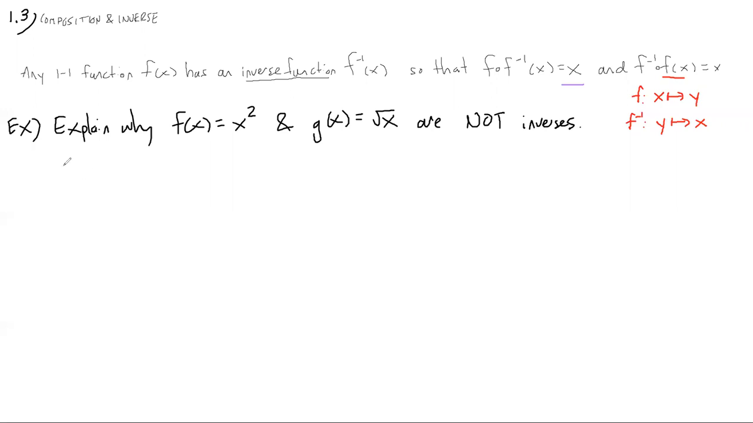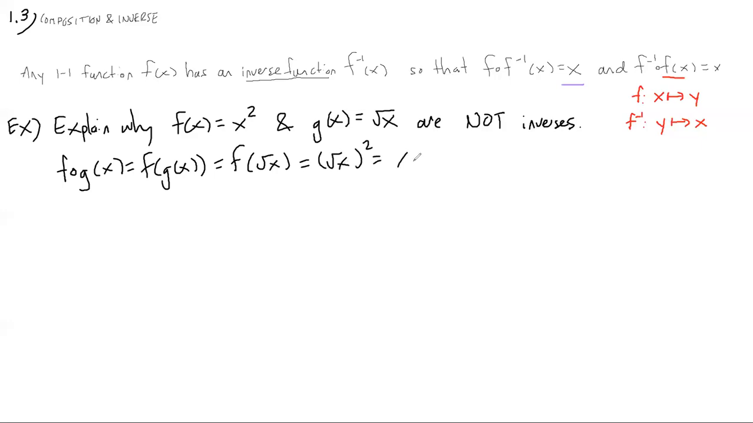One thing that we could look at is, let's say, f composed with g. So if I look at this, that'll be f of g of x. So that'll be f of root x, which is root x squared. So that actually is just x. So that much is true.